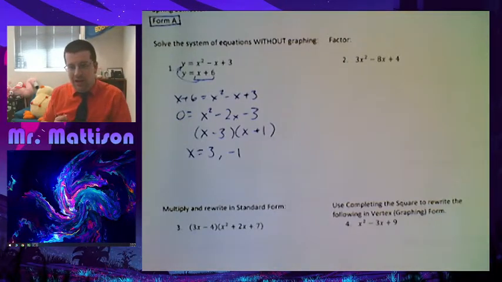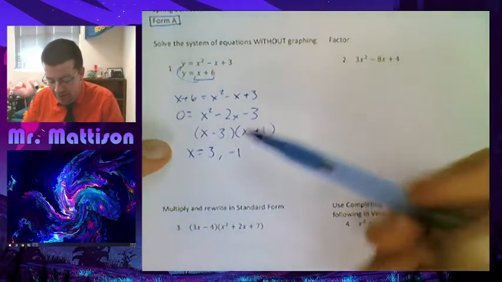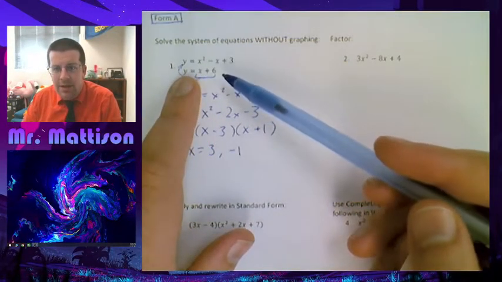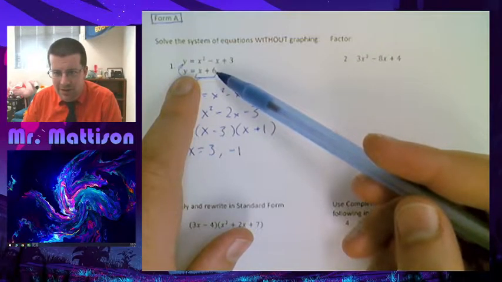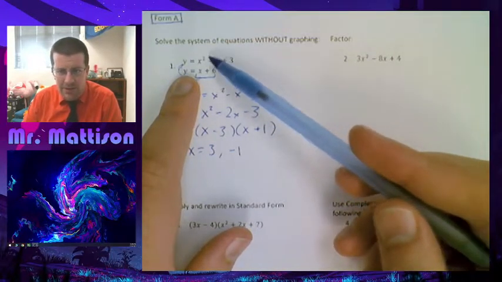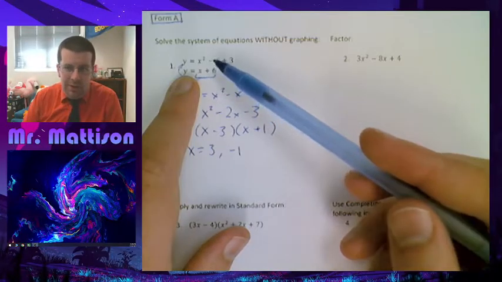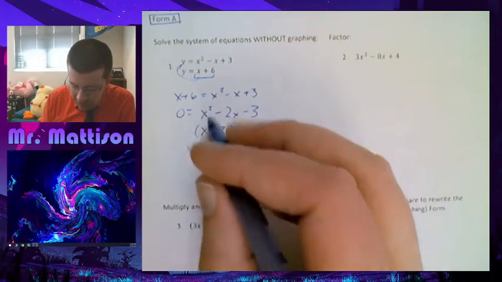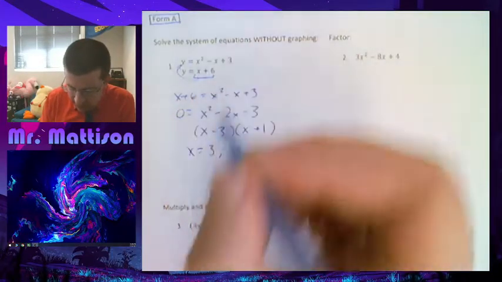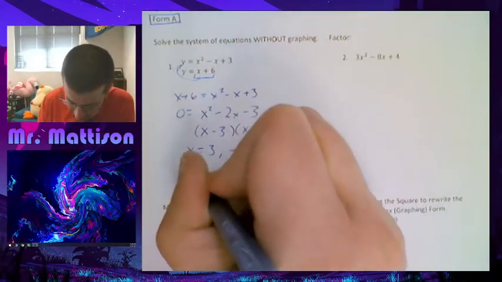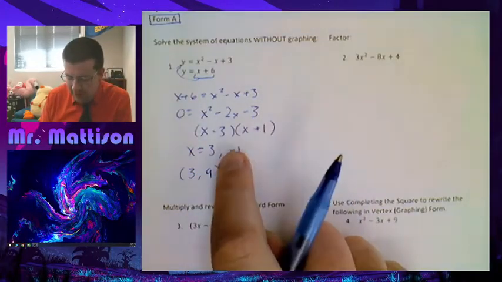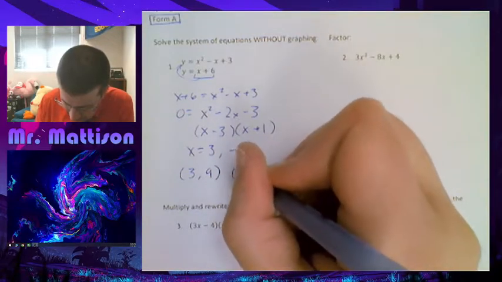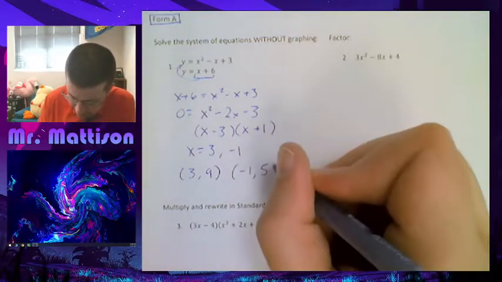I can find the y values which go with them by plugging those values of x in to either equation and solving for y. The bottom one is definitely going to be a lot easier, because it's just x plus 6 versus doing the value squared minus x plus 3. So I'm definitely going to go for the bottom one. If I plug in 3, 3 plus 6 is 9, so the first point is going to be the point 3, 9. My second point, plugging in a negative 1, negative 1 plus 6 is going to be 5, so then my other point is negative 1, 5.